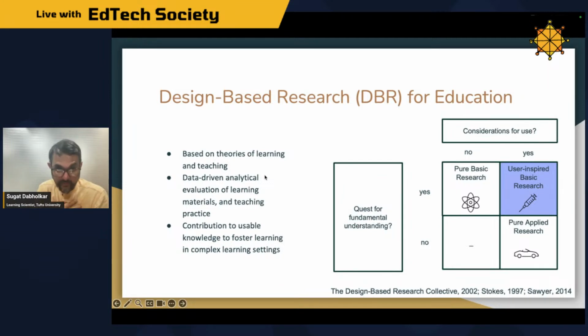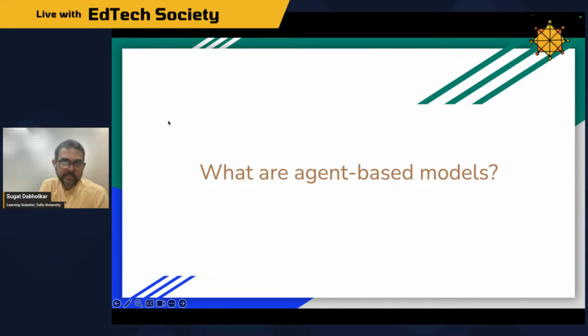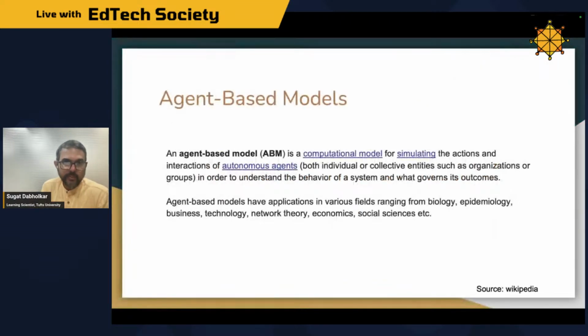This is how I conduct my research, and I'm going to talk about some of my research in connection with using these agent-based models in classrooms. So what are agent-based models? Let's start there. I'm going to go with the Wikipedia definition. An agent-based model is a computational model for simulating the actions and interactions of autonomous agents, both individual or collective entities, such as organizations or groups. These are created to understand the behavior of a system and what governs certain kinds of outcomes that we observe in the system. These models have applications in various fields, ranging from biology, epidemiology, business, etc. I'm going to show some of the agent-based models that I have designed and how those can be used in regular classrooms.